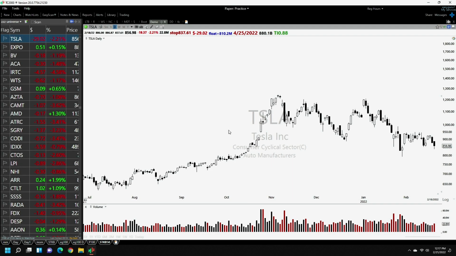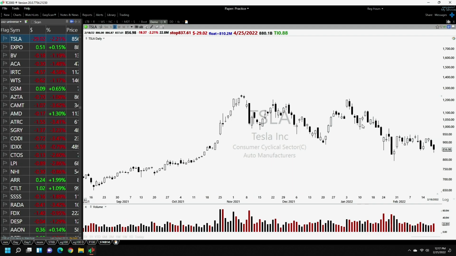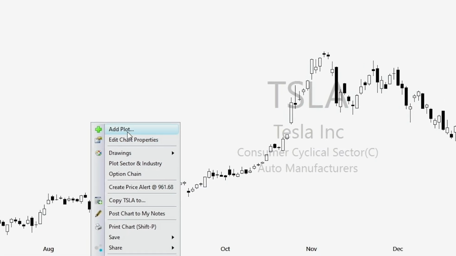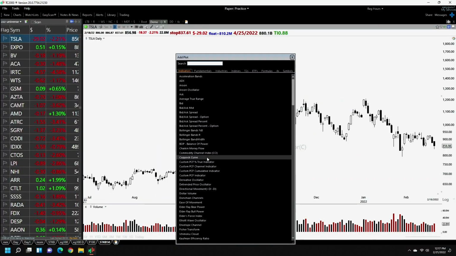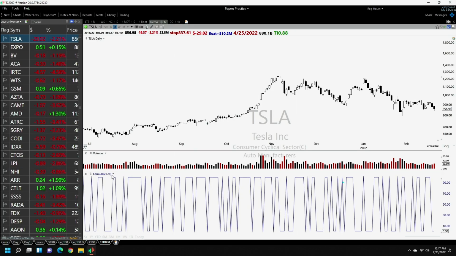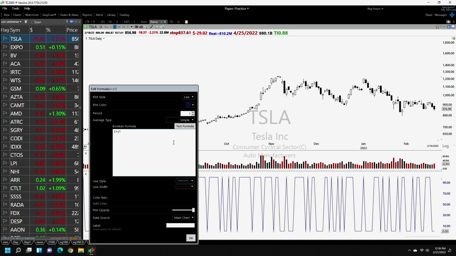So here is a chart, Tesla. So you have two things. One is the price, one is the volume. So we go to this chart and left click. It will say add plot. Then you look at custom PCF percentage true indicator. So this is what you're looking for. When you go, by default it will put C is greater than C1.